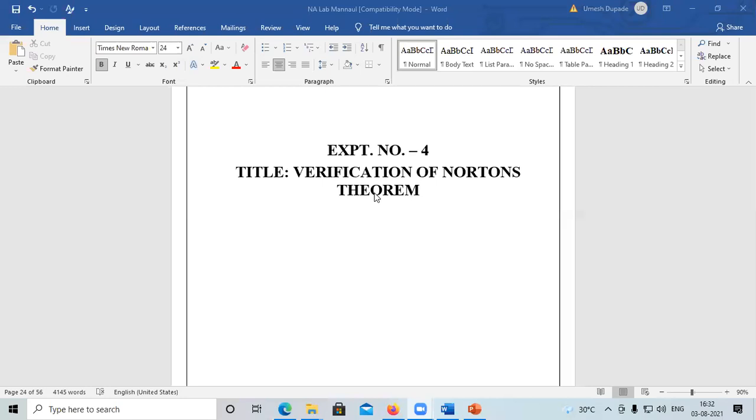This equivalent current source is called Norton's current, and this equivalent parallel resistor is known as Norton's resistance Rn. So this is the statement.